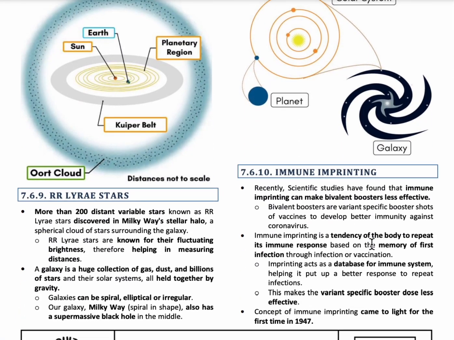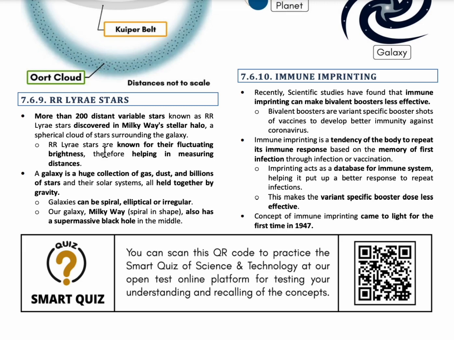The next topic is RR Lyrae stars. RR Lyrae stars are known for their fluctuating brightness and are helpful in measuring distances. In a spherical cloud surrounding the galaxy called the Milky Way stellar halo, more than 200 RR Lyrae stars were discovered.